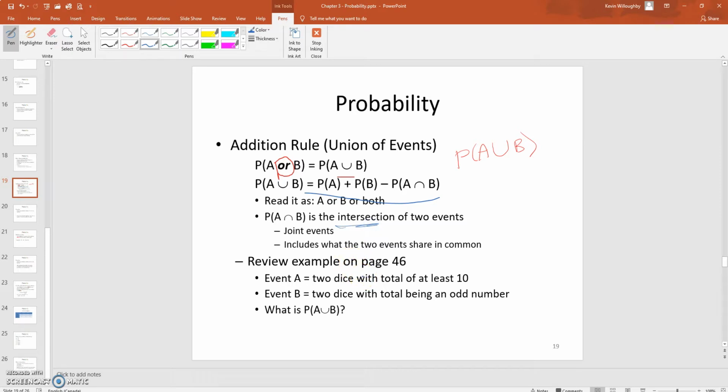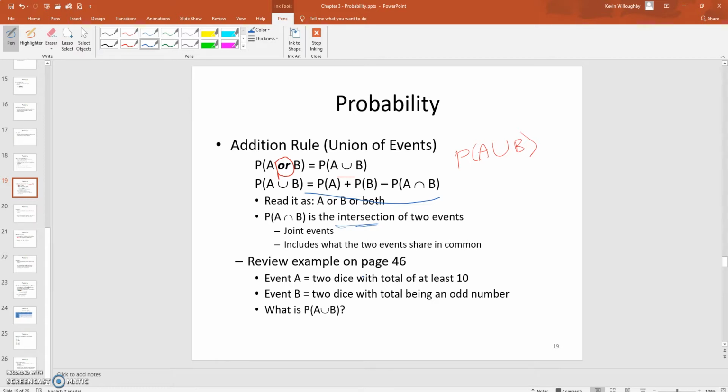Remember our discussion of Venn diagrams? If you had two circles or two sample spaces that overlapped, that is the intersection or the joint events of those two probabilities, in this case A and B. So there is a review question on page 46 that we'll go over.